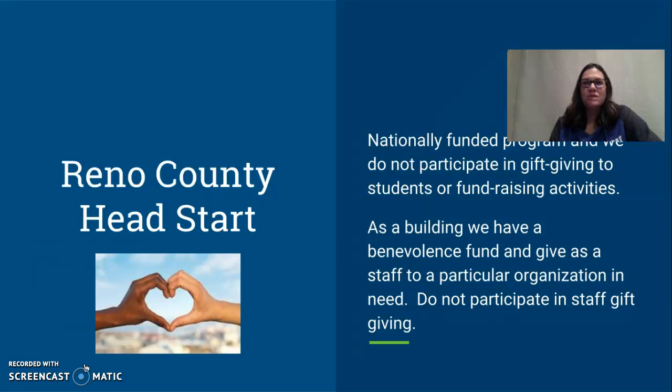We do receive something for Teacher Appreciation Week from the district. They buy us apples, and so I imagine those come from the general fund, and that's something that as a district they have planned for.